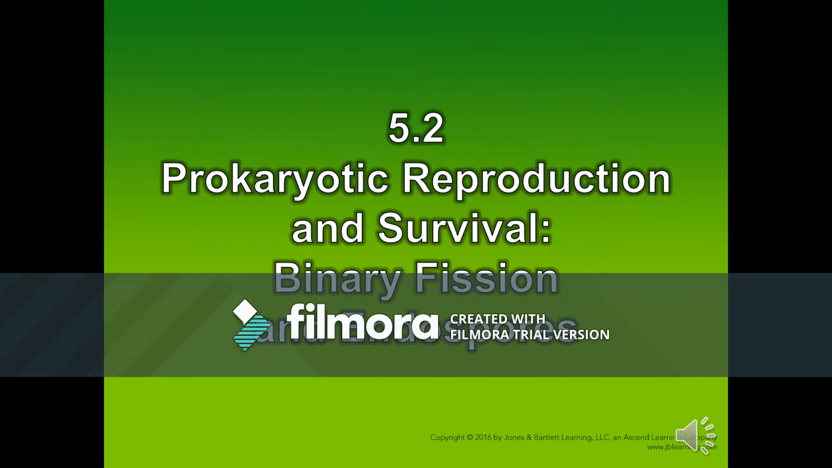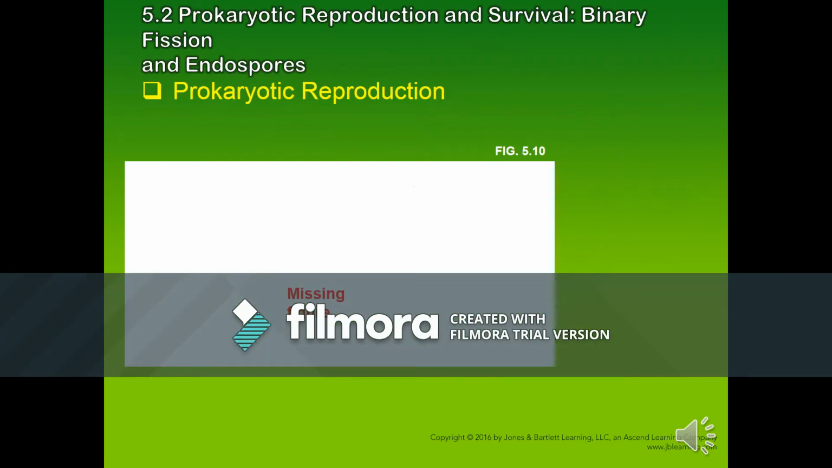Okay, now we'll talk a little bit about reproduction. We'll talk about binary fission, which is a major way that prokaryotes divide, and then also endospore formation, which is a tool for survival. So binary fission basically just means taking one thing and dividing it in two.